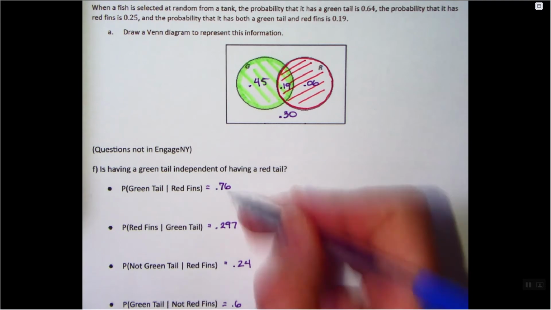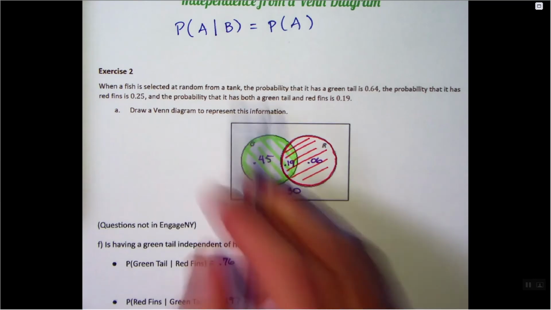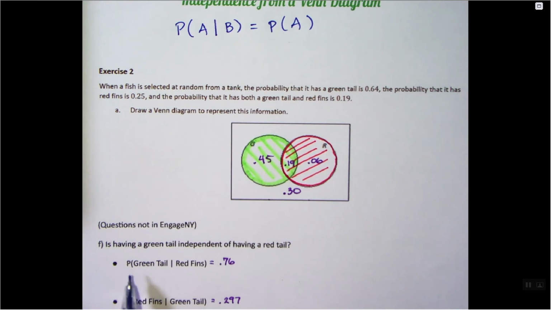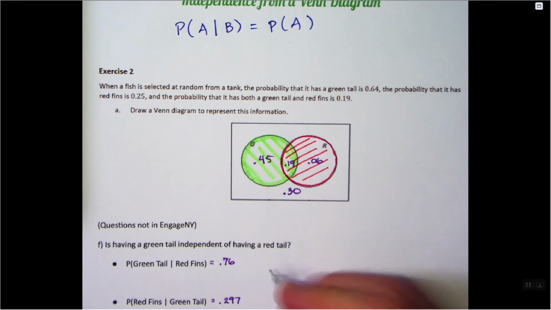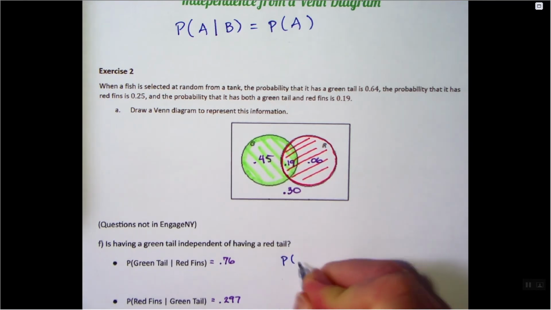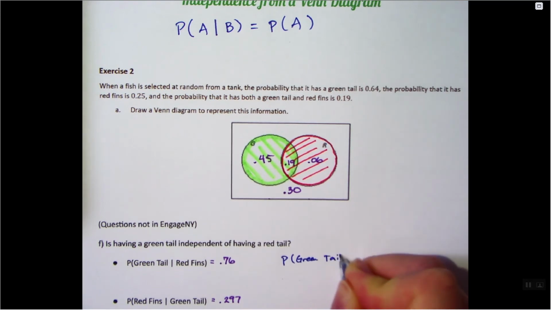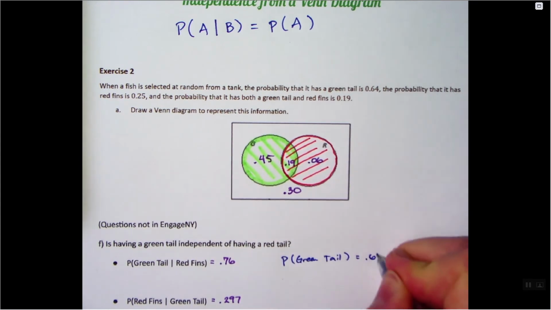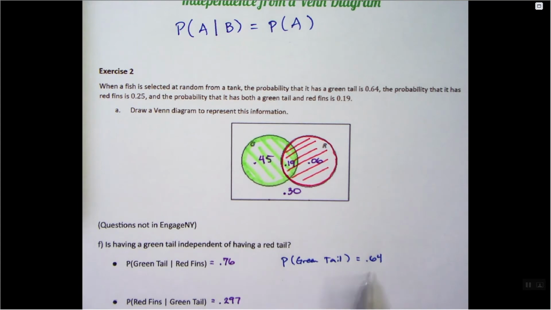I did these in a previous video. Let me show this formula again. If I compare A given B with A, the first things match. So if I compare the probability of a green tail given red fins, 0.76 from a previous video, to the probability of a green tail, which I have right here as they give it to me, 0.64, are these two values the same? No. Are they very, very close? Well, not really. Not at all.